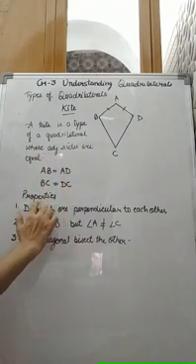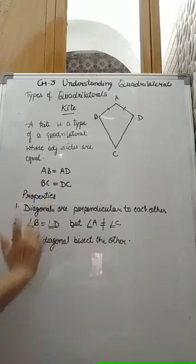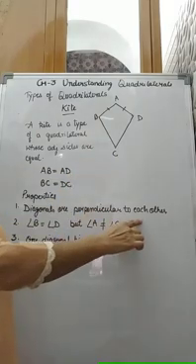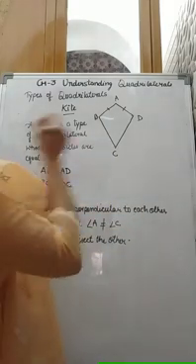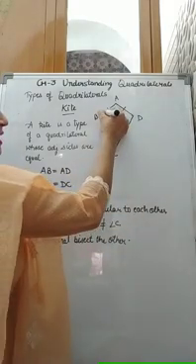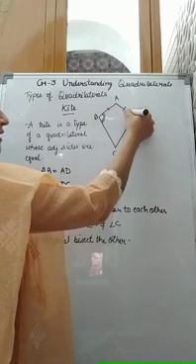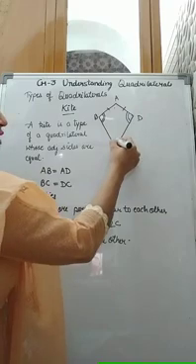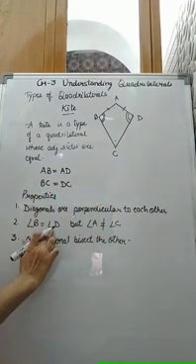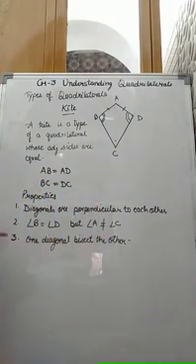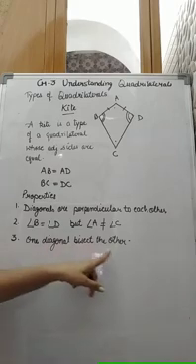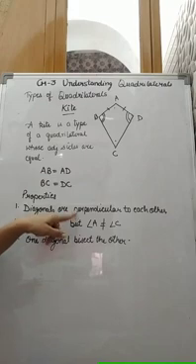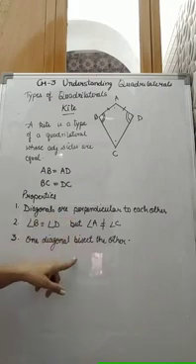Now let's start with the properties of a kite. Diagonals of the kite are perpendicular to each other, and in this figure, angle B is equal to angle D, but angle A is not equal to angle C. This is another property. And one diagonal bisects the other diagonal. That means diagonals are perpendicular to each other as well as they bisect each other.